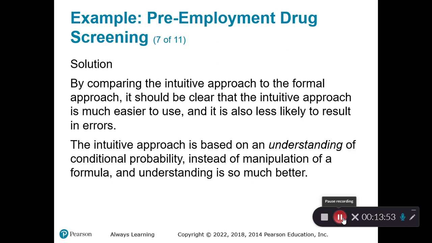The big difference is that by using the intuitive approach versus the formal approach, we're less likely to get errors, because anytime we are dependent on a formula, there is the opportunity for making computational errors. The intuitive approach is based on understanding conditional probability, whereas the formula approach is more mechanical. Again, I have no preference. I like to use the intuitive approach because to me understanding is important, but for those students who are more formula driven, you do have that as an option as well.